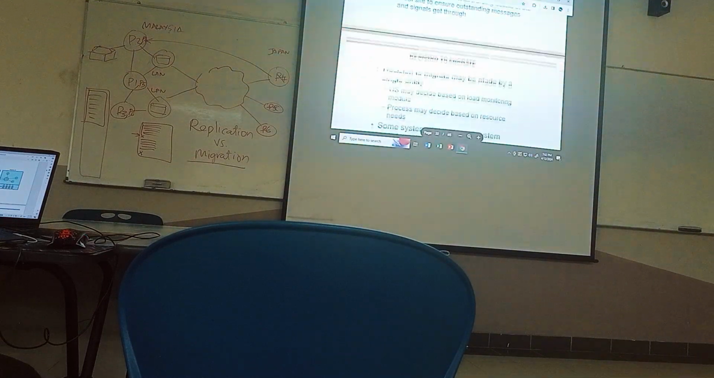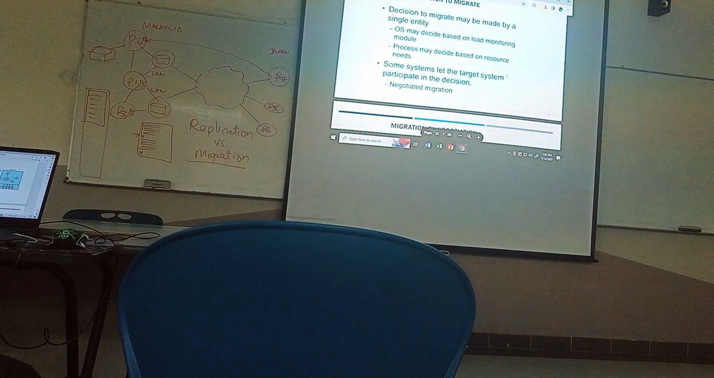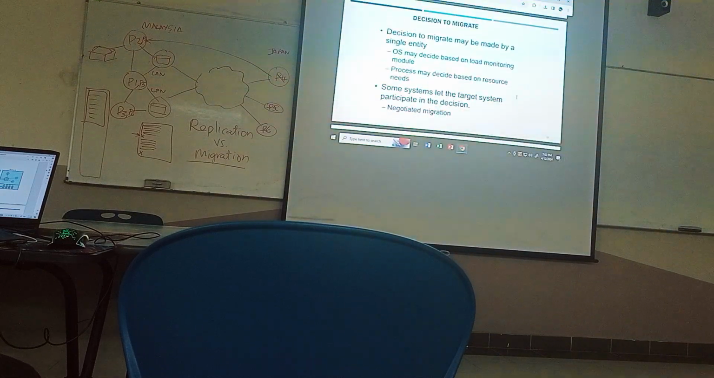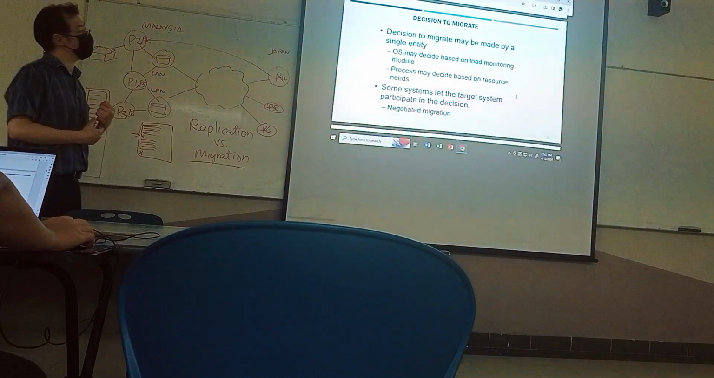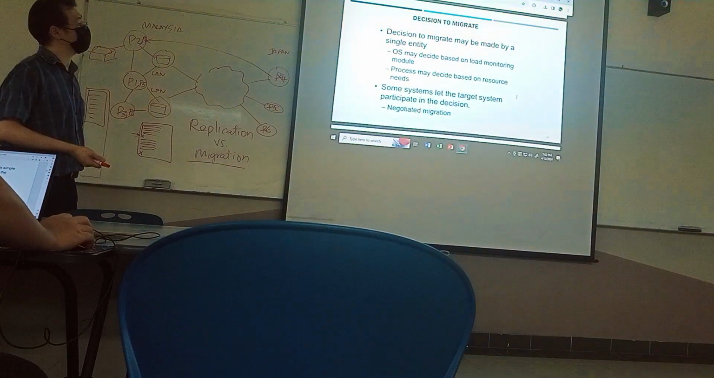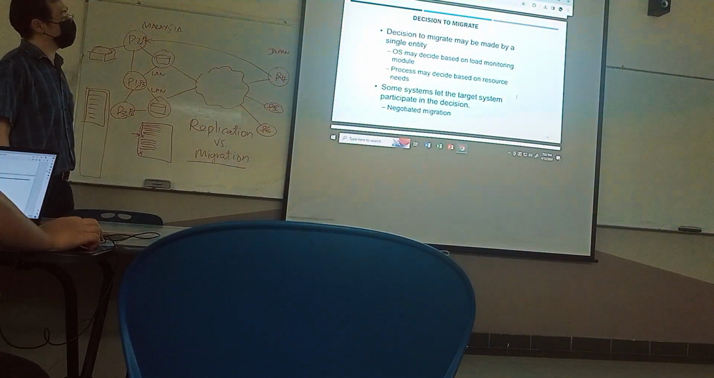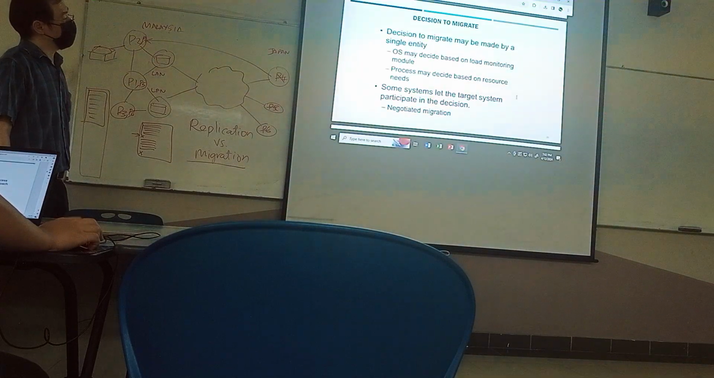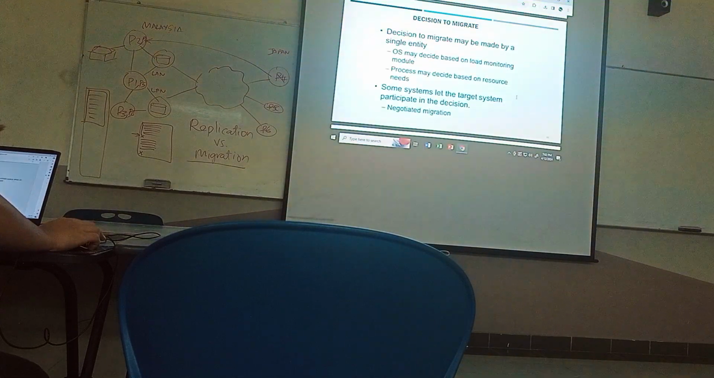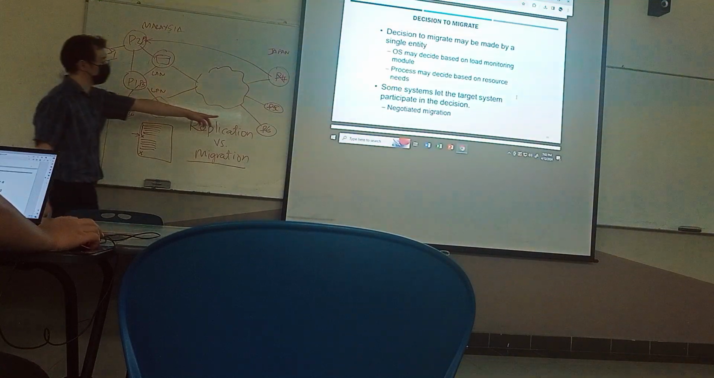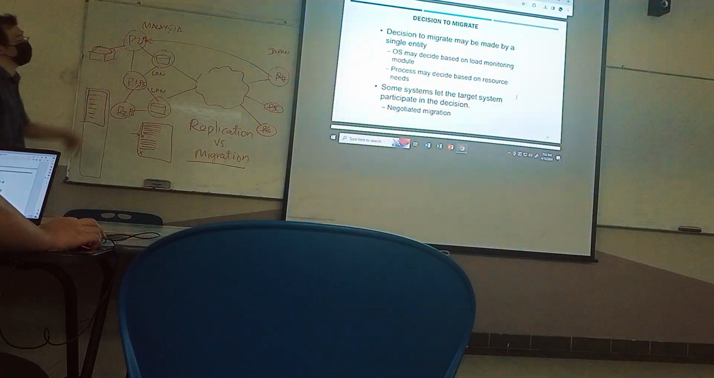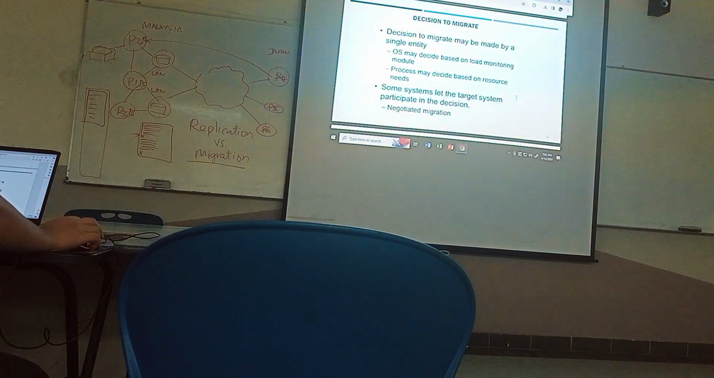Okay, so what makes you decide to migrate? The decision can be made by any entity. It can be made by the process, for reasons of load balancing, or because of the resources that it needs. For example, the GPU. The process needs a GPU, this machine doesn't have one, so it has to migrate to where the GPU is. So the process needs to make its own decision.